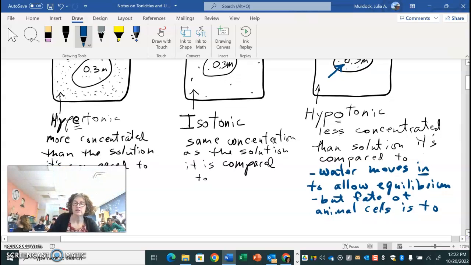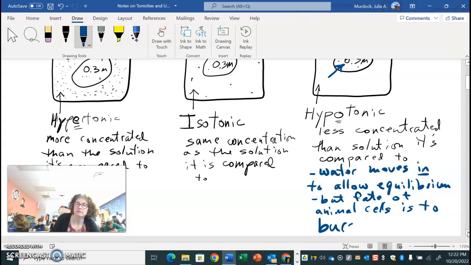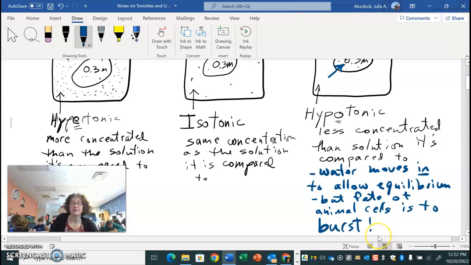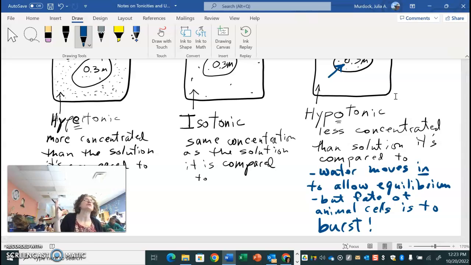Is that better? The fate of the animal cells is to burst in this situation, right? Because in this situation, you'll never reach equilibrium, right? Okay, so in a hypotonic solution, most animal cells are going to swell, and if the difference is too great, they'll often burst. Okay, now let's go to the isotonic situation.